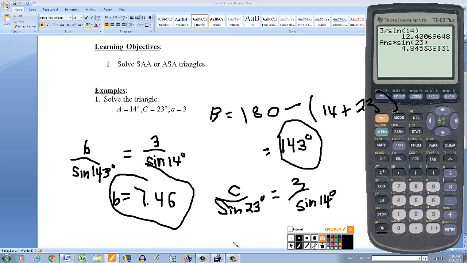Okay, so little c is equal to 4.85. And that's the missing part.